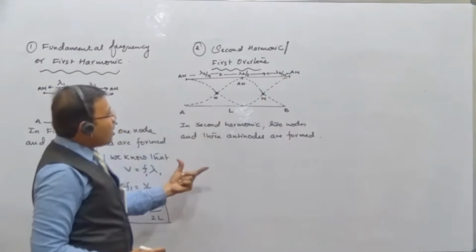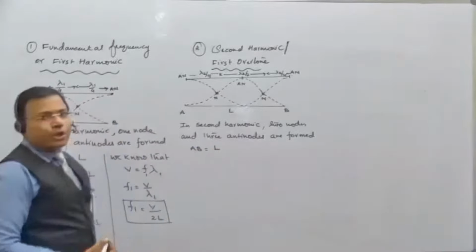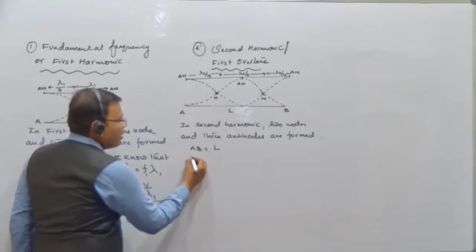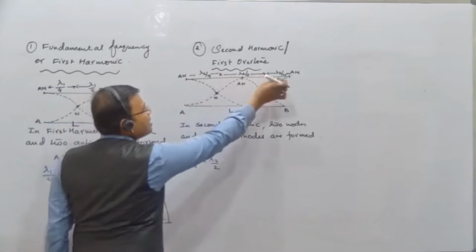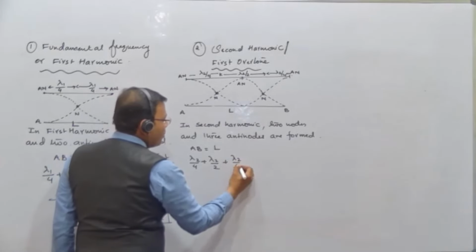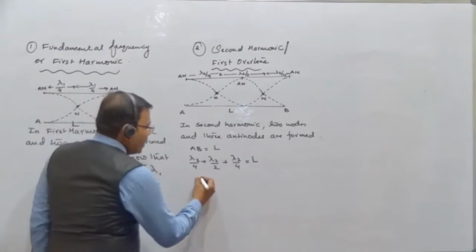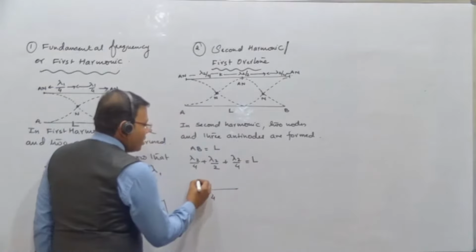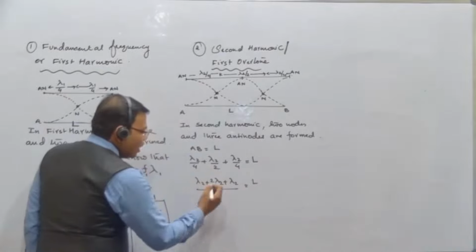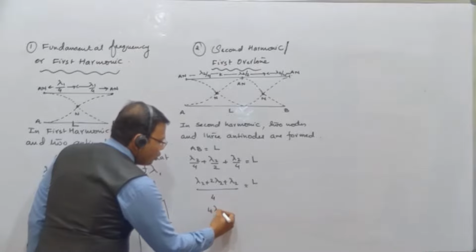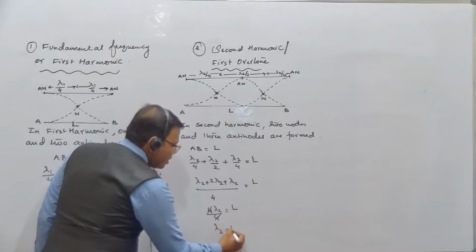So in this situation, AB is equal to the length of the tube. So what is AB in terms of wavelength? We can write lambda 2 by 4 plus lambda 2 by 2, this plus this plus this, plus lambda 2 by 4 is equal to L. That is the length of the pipe. Now, if you take the LCM 4, this is lambda 2, this is 2 lambda 2, plus lambda 2 is equal to L. So it is totally 4 lambda 2 by 4 equals L. 4 gets cancelled. Lambda 2 I am getting as L.